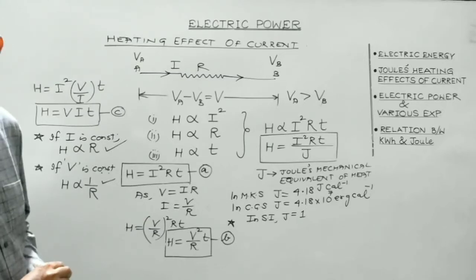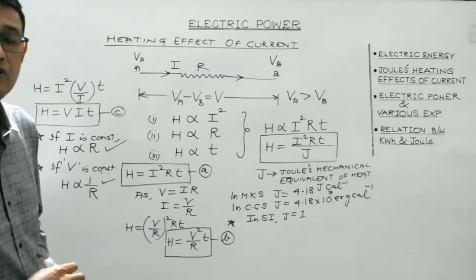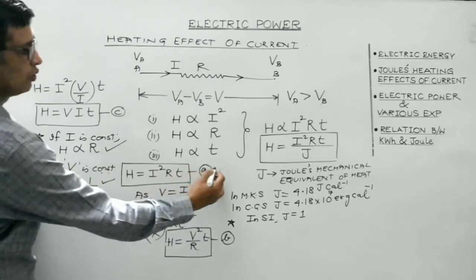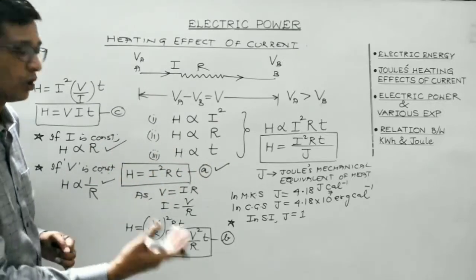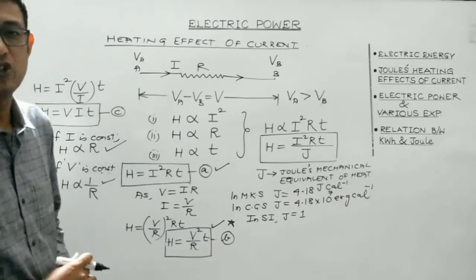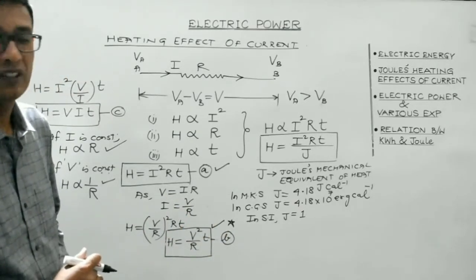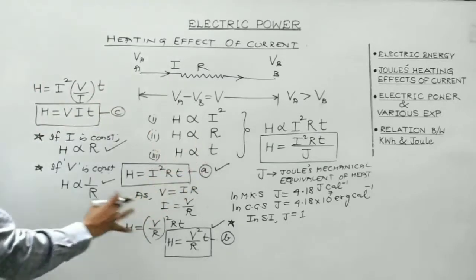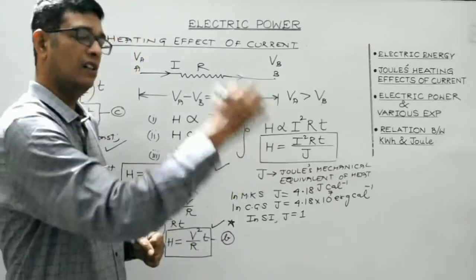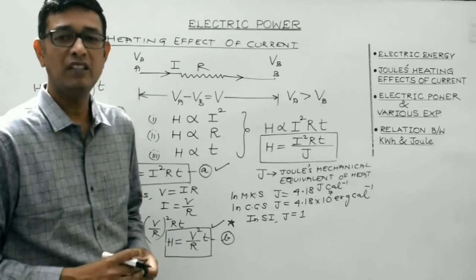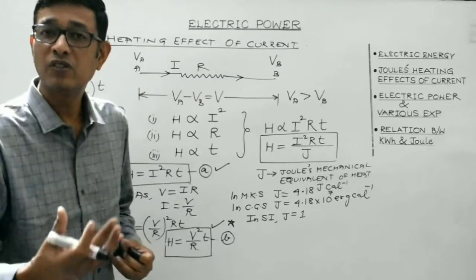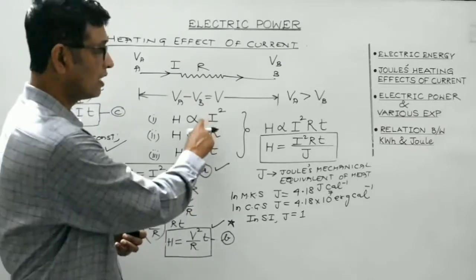Preferably, while tackling numerical problems involving heating effect where the conductors are connected in series, make use of this particular formula. And in parallel combination, where potential difference is constant, this is the more preferable expression to be used. Right, students? So, once again I repeat, James Joule experimentally found that when current is made to pass through a conductor for a given time, heat is produced, or the conductor gets heated up. The amount of heat produced is directly proportional to the square of the current flowing through the conductor.